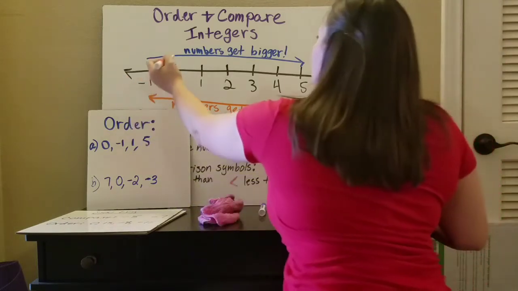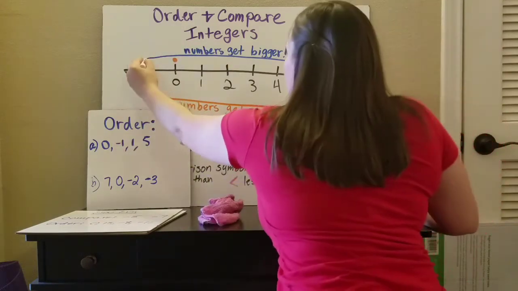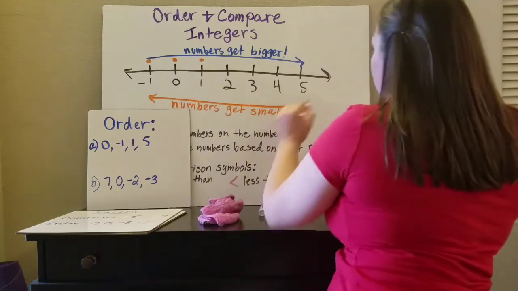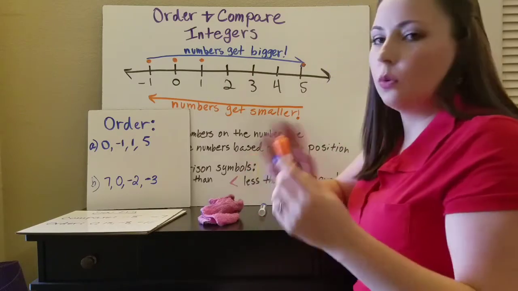0, let's put a dot here. We have -1, put a dot there. +1, put a dot here. And then 5, put a dot right there on the 5. Now we need to order them.